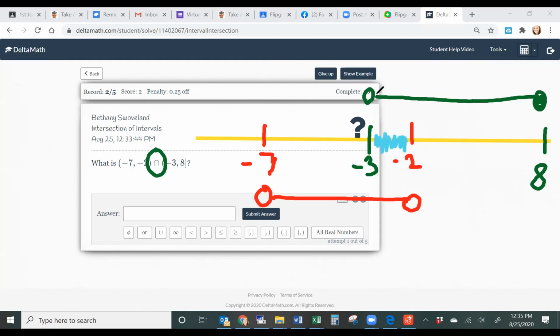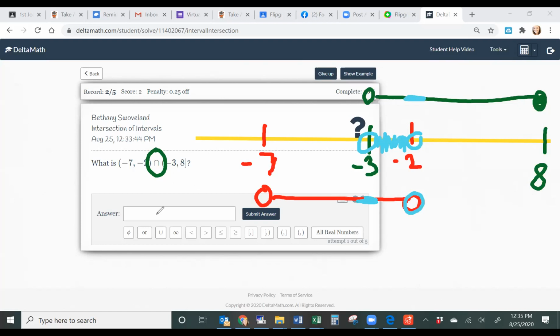And then I would say, okay, well, let's check out my endpoints, right? They have to both agree. They have to both choose to shade it. -3 is shaded on the bottom, but it's not shaded on the top. That means it's open because we're looking for what they have in common. Okay, same with -2. It's shaded on the top, I see it filled in, but it's not shaded on the bottom. That makes it open.